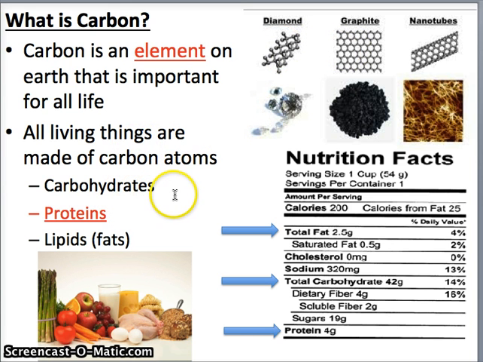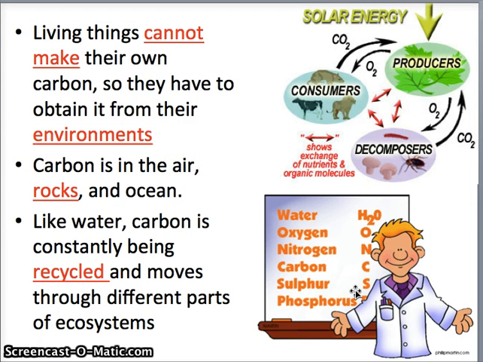We find carbon in a lot of our food. Carbohydrates, proteins, and fats and lipids are all made out of carbon atoms. I just wanted to show you this nutrition label because in the nutrition label you will find these things. These are nutrients that you will see. Now, living things can't make their own carbon, so they need to get it from their environments or their ecosystems.